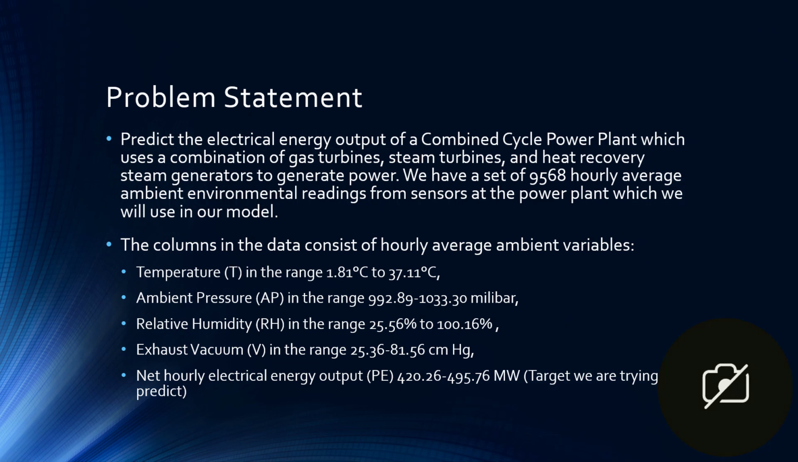So the problem statement we are trying to address here is to predict the electrical energy output of a combined cycle power plant, which uses a combination of gas turbines, steam turbines, and heat recovery steam generators to generate power. We have a set of 9,568 hourly average ambient environmental readings from sensors at the power plant, which we will use in our model. We have been provided a dataset consisting of hourly average ambient variables like temperature, ambient pressure, relative humidity, exhaust vacuum, and net hourly electrical energy output.